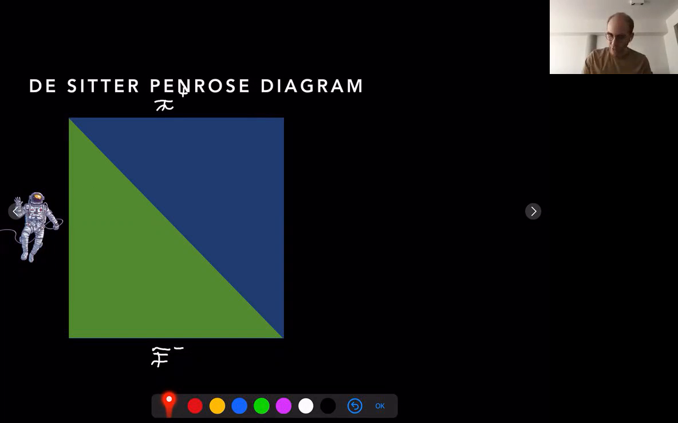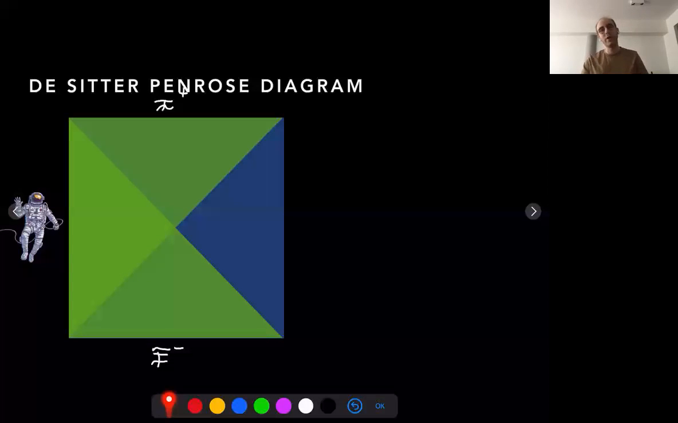And so the region that can be affected by our nice astronaut over there is this other green triangle. And this thing is the intersection of both and will be very important to us. If you are used to the diagram of the black hole, this looks pretty much like a horizon, and that's exactly what's going on.